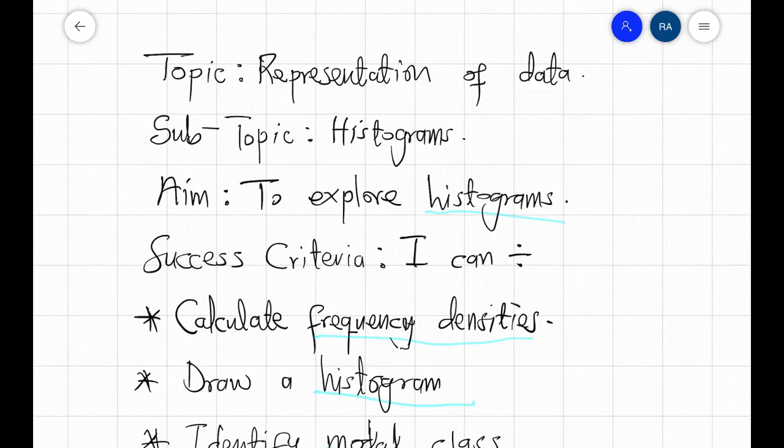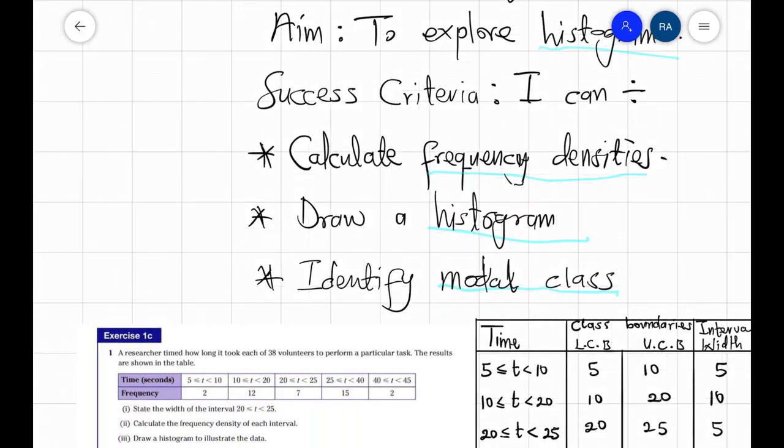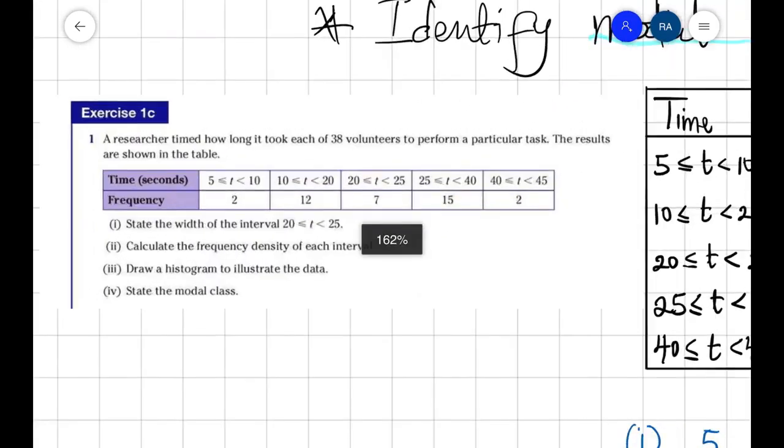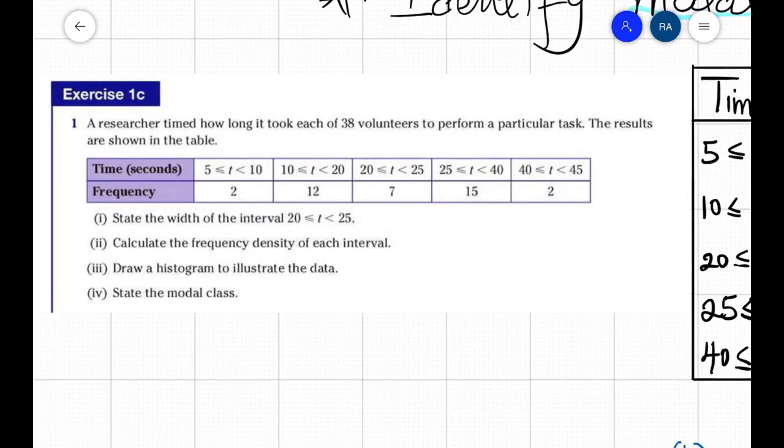So to help us, let's consider a question. We have this question. Let me enlarge it. A researcher timed how long it took each of 38 volunteers to perform a particular task. The results are shown in the table. So we have the time in seconds and then the frequency. We are supposed to answer 4 questions based on this table.